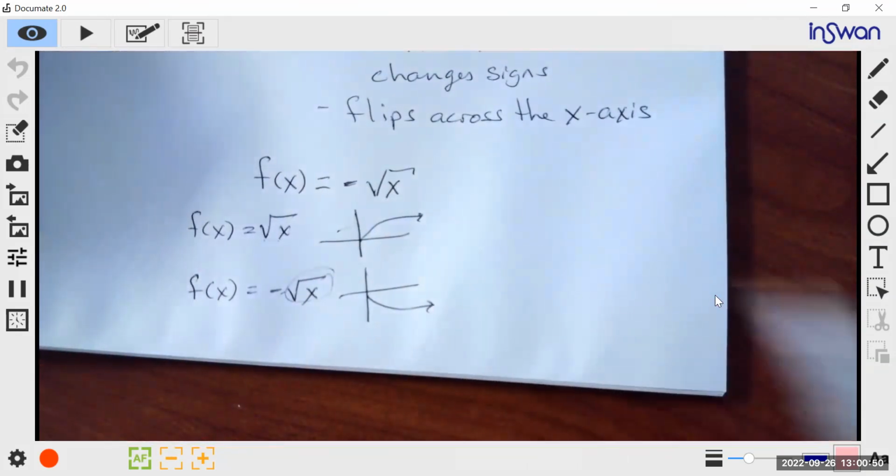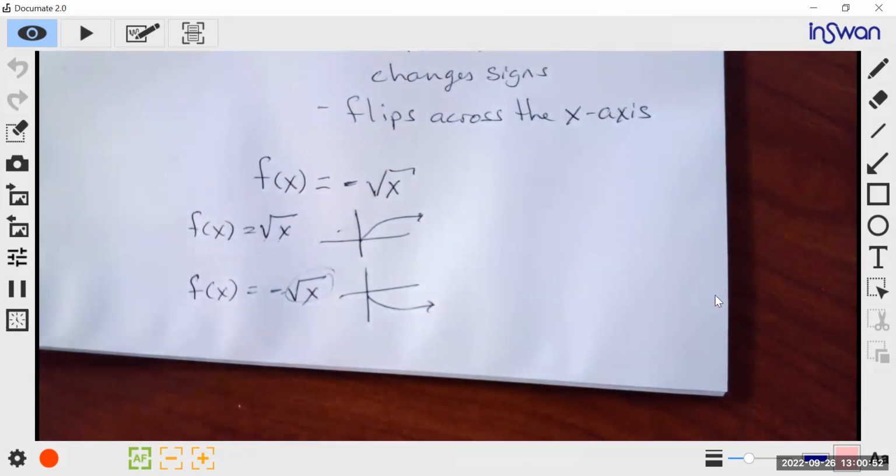So that's what I'm saying. That's why it flips across the x-axis. If the negative sign's in front, you now change all the answers: all the positive answers become negative, all the negative answers become positive.